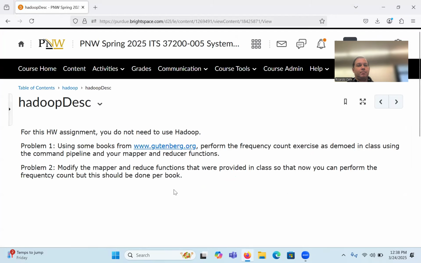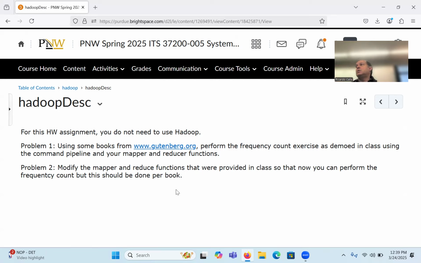All right. This is going to be the homework assignment. For this homework assignment, you do not need to use Hadoop. You're just trying to understand the basic idea. So problem one: use some books from Gutenberg.org. You can go to Gutenberg and download these plain text files in UTF-8, and then you're going to give them to the scripts that we're going to write, and we're going to perform the frequency count exercise. And we're going to go back to the command pipeline approach to implement this idea of using a mapper and a reducer function.